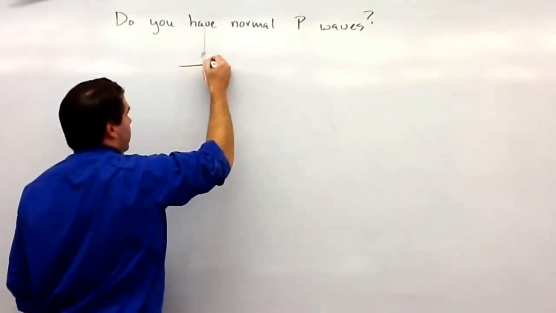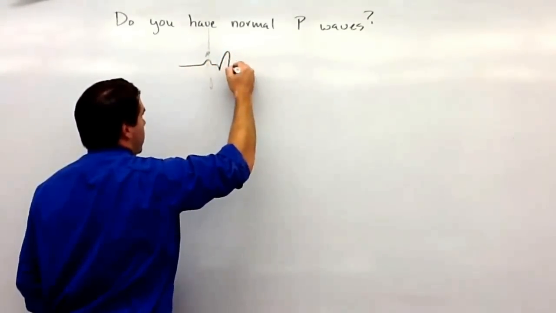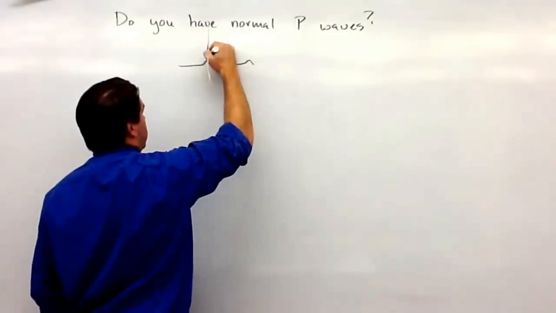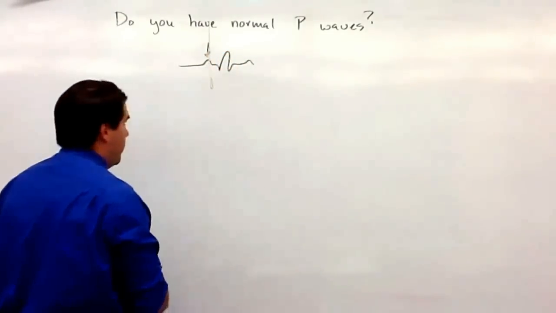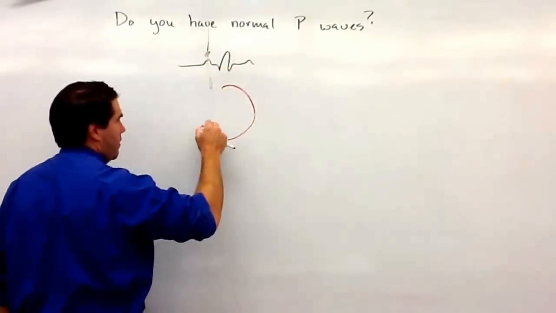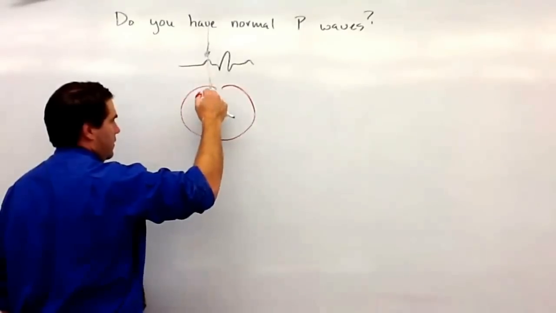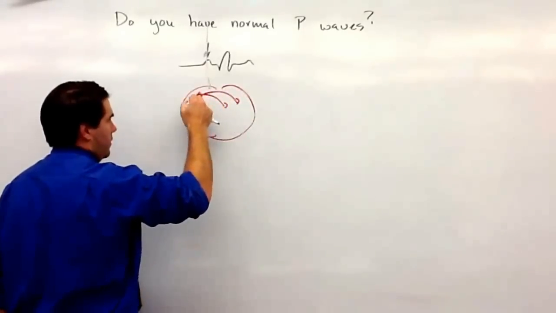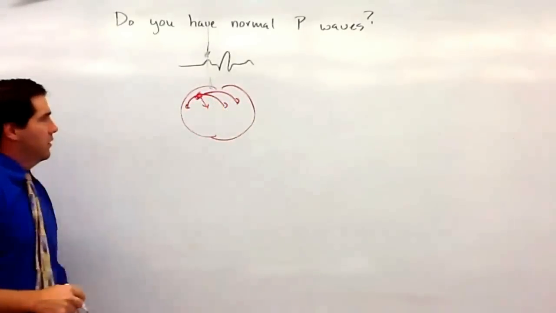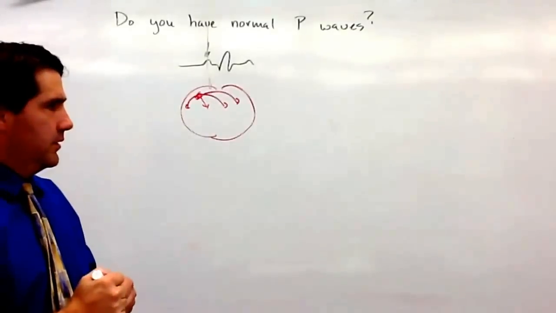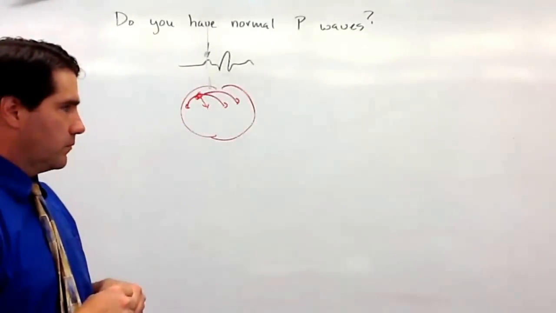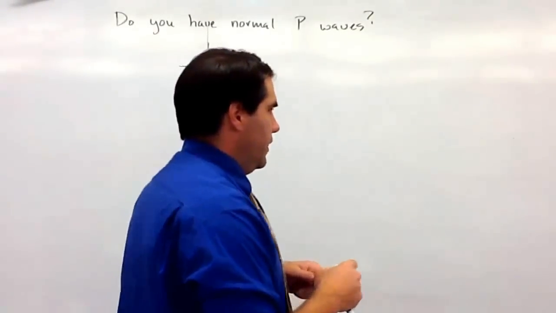So again, the P wave is this guy right here. What it represents, this is a heart. It's atrial depolarization. Essentially, you can have two problems.